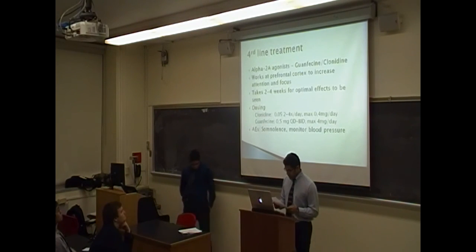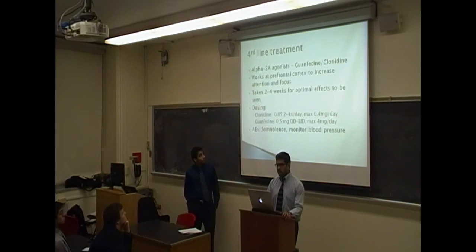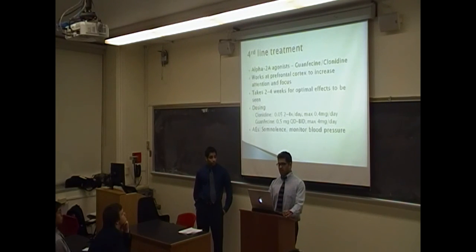Okay, and the last line treatment for those who will need it are the alpha-2 agonists, which are guanfacine and clonidine. These drugs work at the prefrontal cortex in the brain to increase attention and focus. They basically enhance norepinephrine and its effects in that region of the brain. It's always good to tell your patients when you will see the effect in the child. For these, it takes about 2 to 4 weeks for optimal effects to be seen, unlike the Adderalls and the Ritalin, where you will see the effects almost immediately.